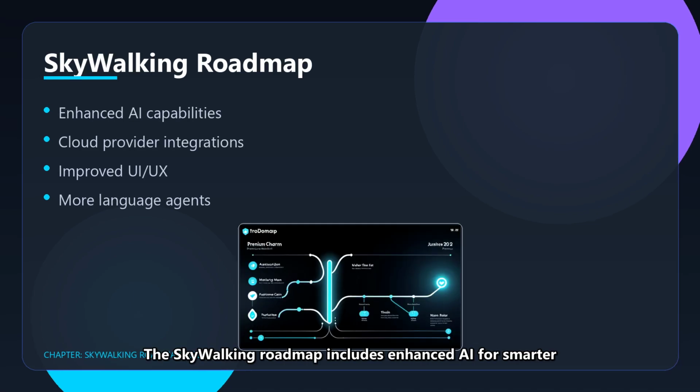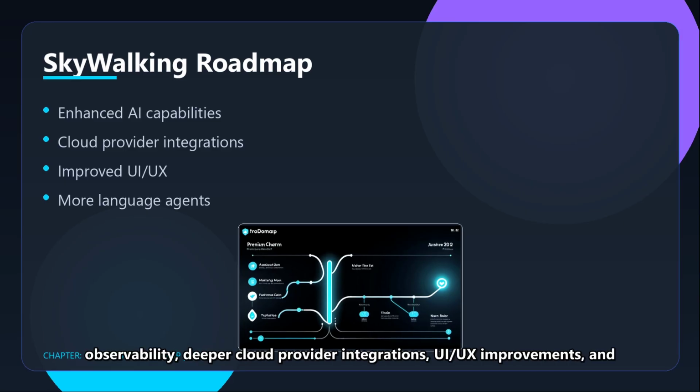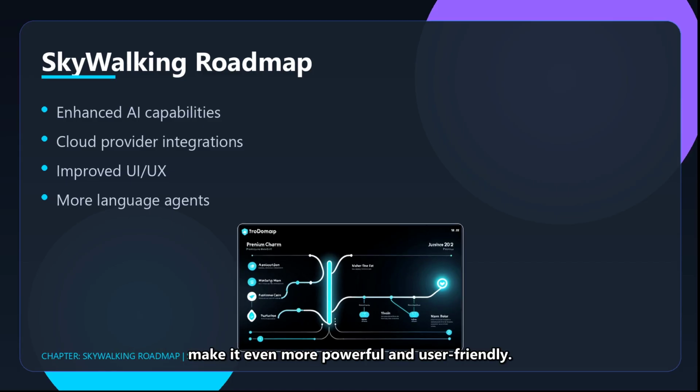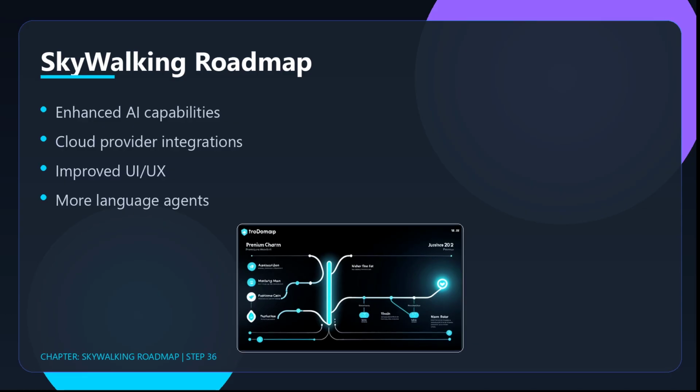The SkyWalking Roadmap includes enhanced AI for smarter observability, deeper cloud provider integrations, UI/UX improvements, and support for more programming languages. These developments will make it even more powerful and user-friendly.